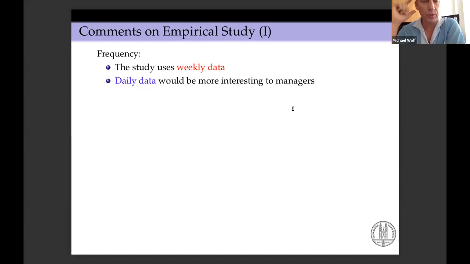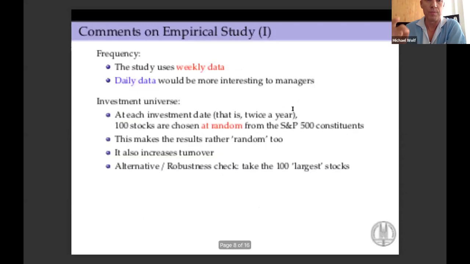Frequency: I was a bit surprised that you're using weekly data. Why not use daily data? It's standard, it's out there, and you have more data points. I think most managers would be interested in daily data, not in weekly data, and that would be very easy to do.